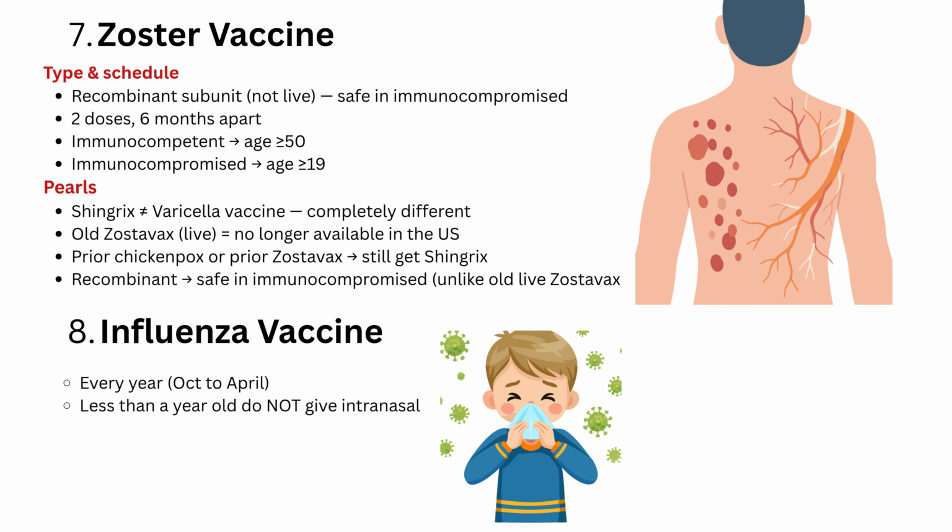Now let's move on to influenza vaccination. The flu vaccine is given every year starting from 6 months of age. In infants younger than 1 year, only the inactivated form is used. The intranasal vaccine is a live attenuated vaccine, so it is avoided in immunocompromised patients. In general, immunocompromised individuals should only receive the inactivated injectable form. Most other people can receive either the inactivated injection or the intranasal version, depending on eligibility.